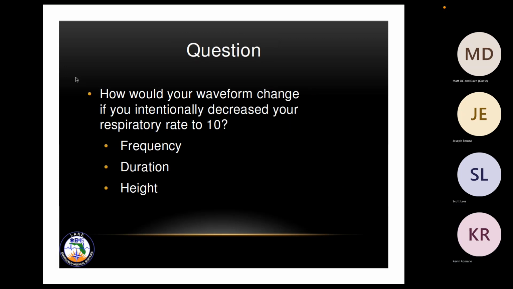All right. So how would your waveform change if you intentionally decrease your respiratory rate to 10? What would you see in a change in that? See a longer waveform, less frequency. And then height would be higher or lower? Height would be lower. Correct.